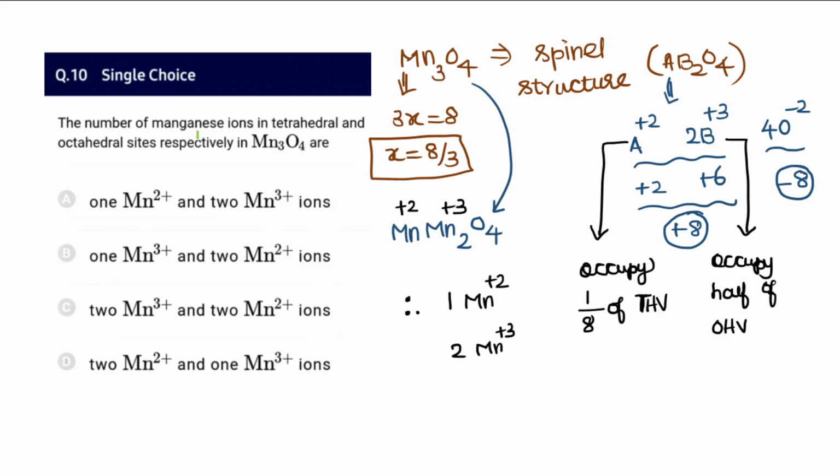10th question. The number of manganese ions in tetrahedral and octahedral sites respectively, Mn3O4. It's a mixed oxide and it will be a spinel structure. And what a spinel structure is, AB2O4 is what we call a spinel structure. And if you find the oxidation state, there will be a fractional oxidation state, which means the sum of all the three oxidation states of manganese, if you take into consideration, that is going to become plus 8/3.